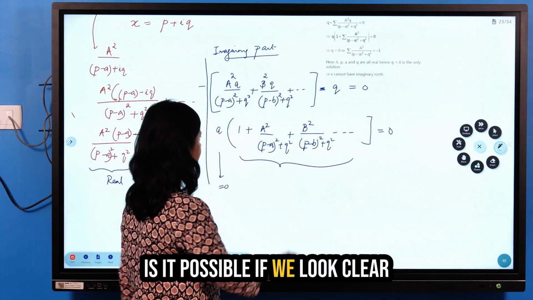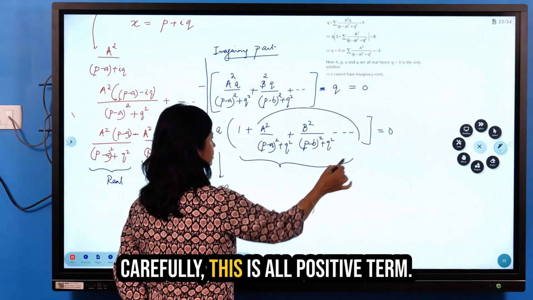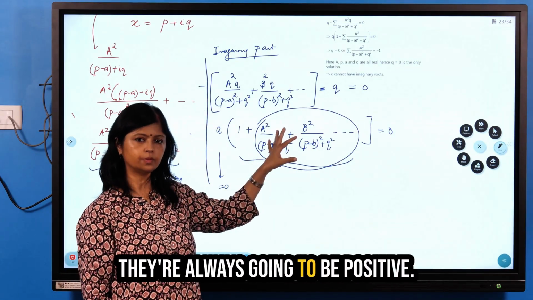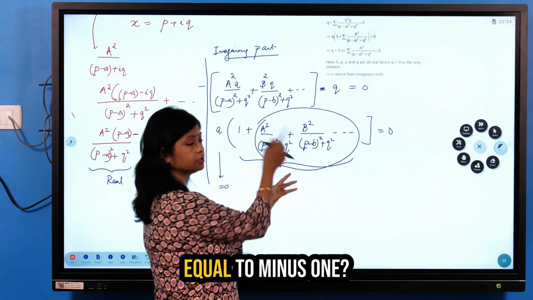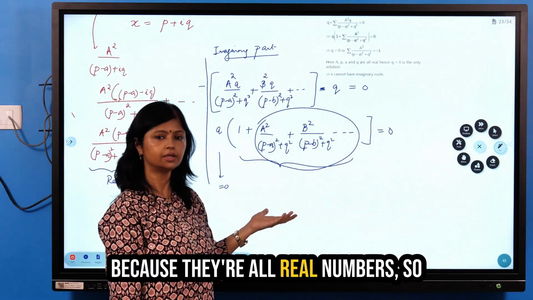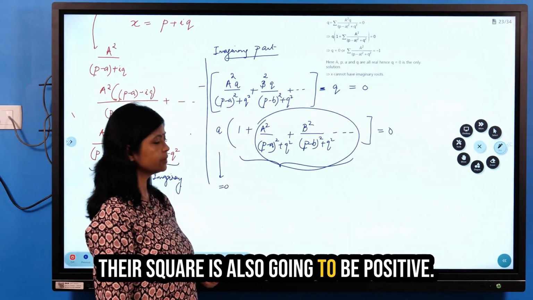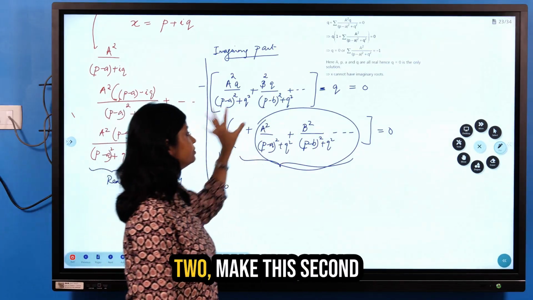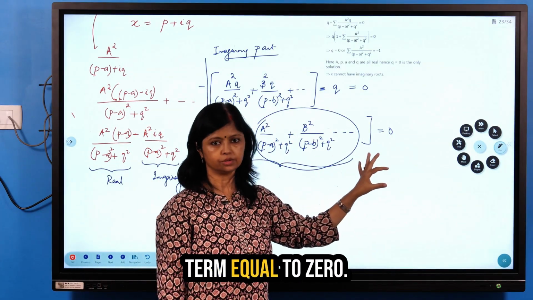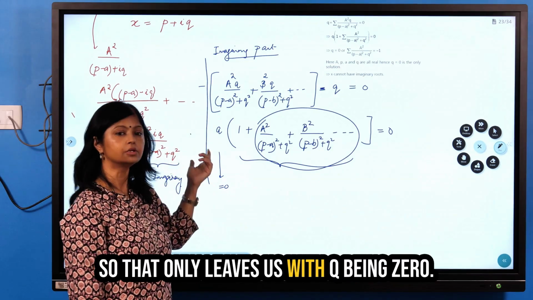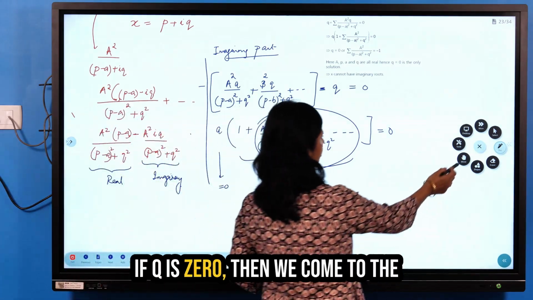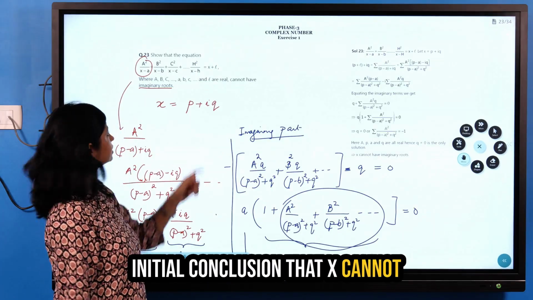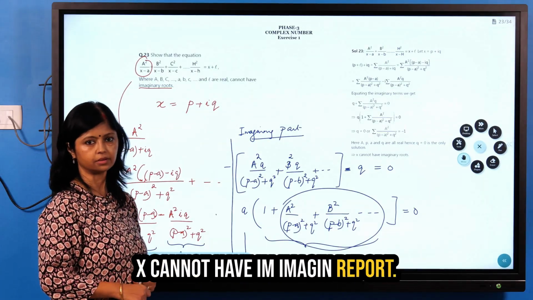Is it possible? If we look carefully, these are all positive terms. They are combinations of squares, so they're always going to be positive. How can this be equal to minus 1? Because they're all real numbers, their squares are also going to be positive. So it cannot be that this is equal to minus 1 to make the second factor 0. That only leaves us with q being 0. If q is 0, then we come to the initial conclusion that x cannot have an imaginary part.